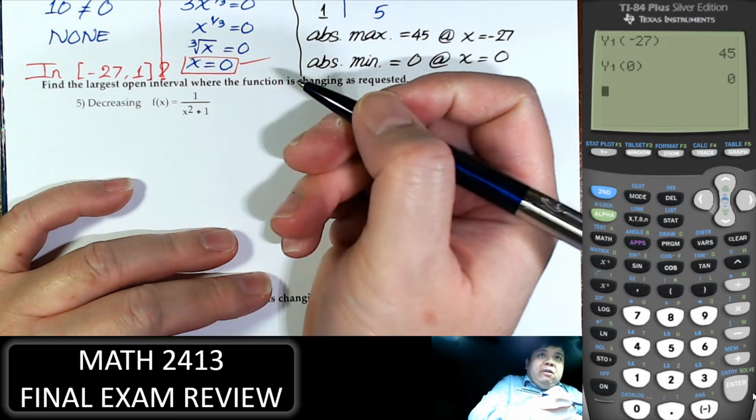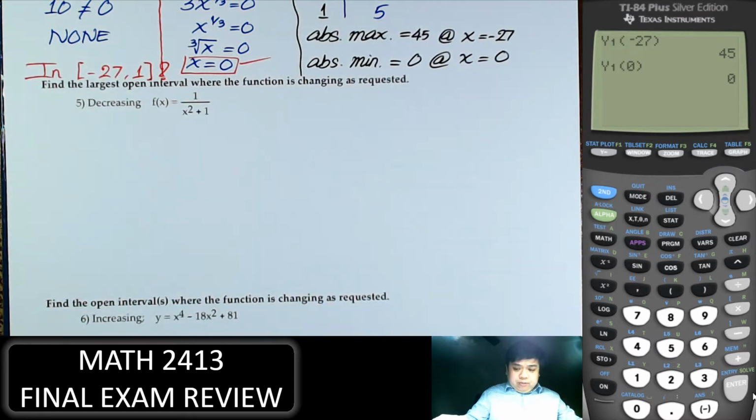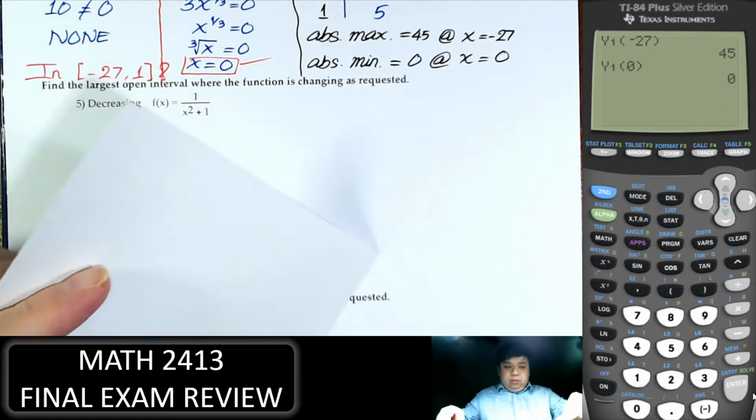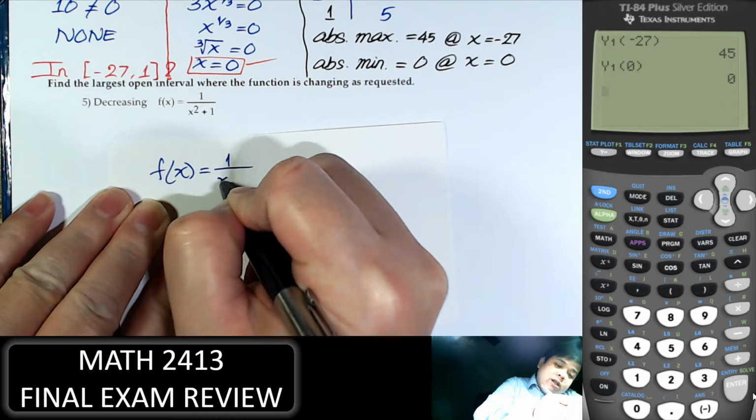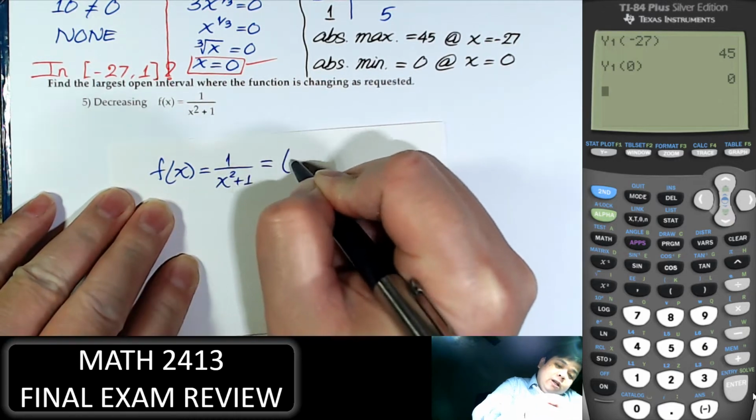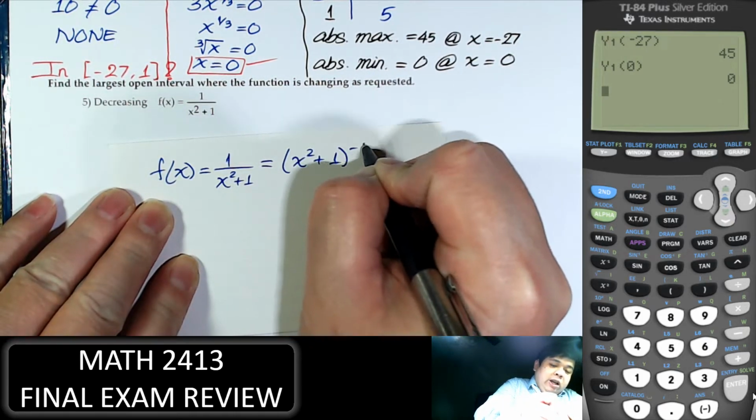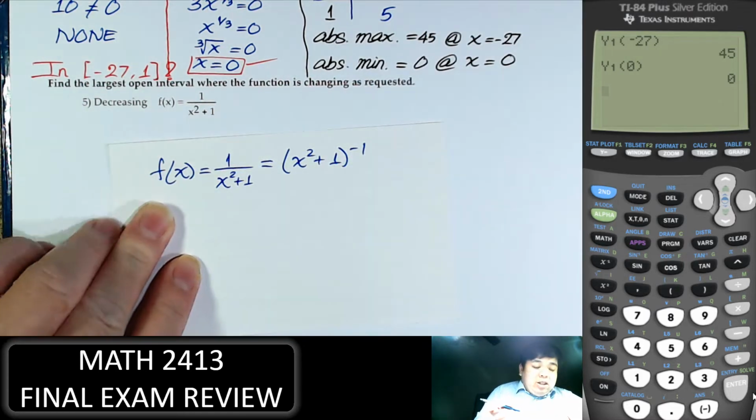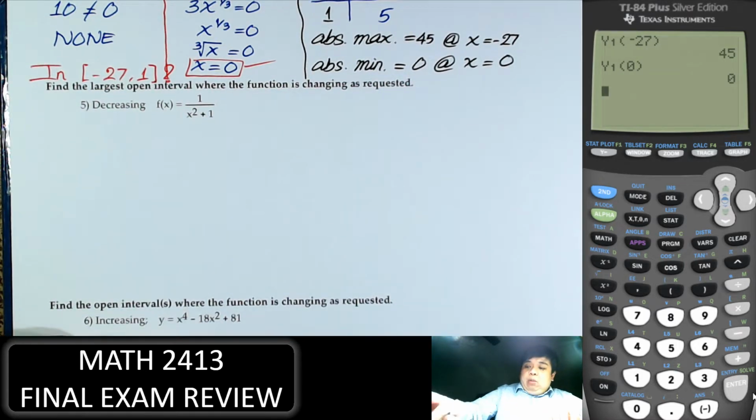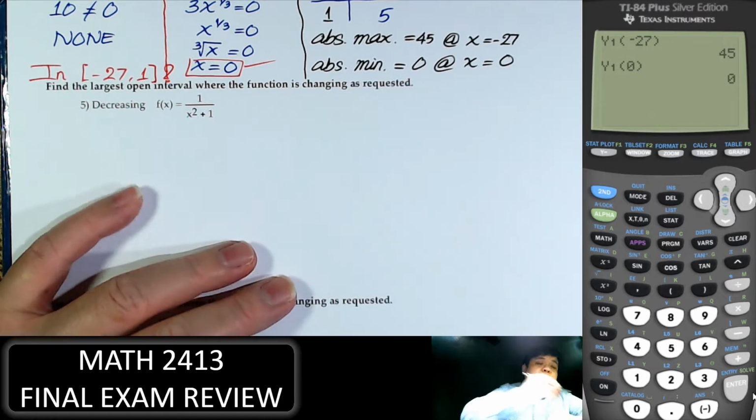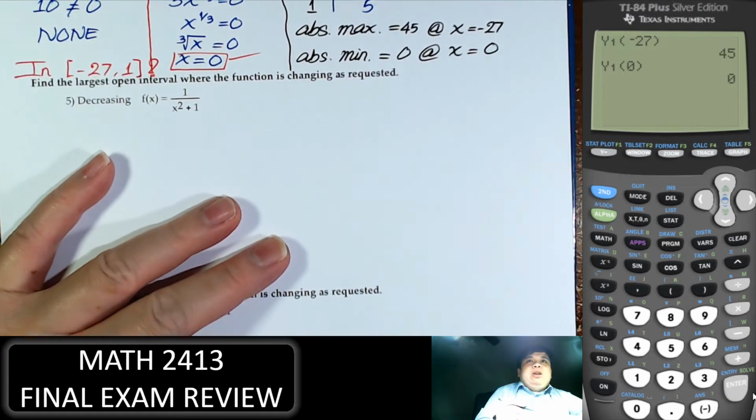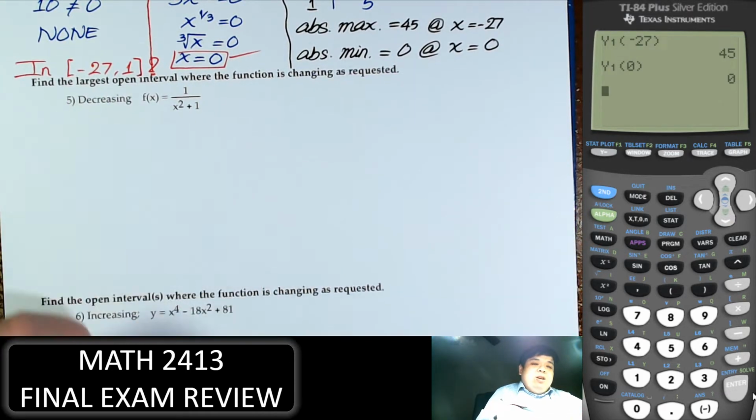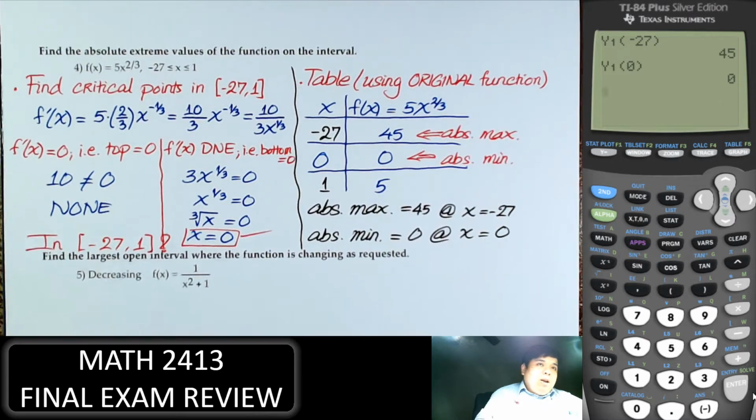The derivative of this, of course, we can just use the quotient rule. We can also use the chain rule, if we rewrite x squared plus 1 to the negative 1, and we can use the chain rule. However, I prefer to use the quotient rule, because when we use the quotient rule, we end up with a fraction, so we can just say the top equal to 0 or the bottom equal to 0.